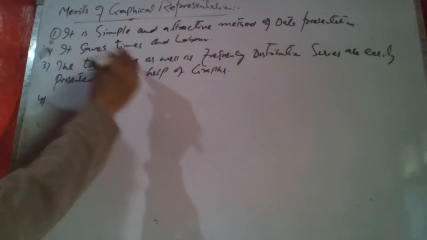The fourth merit concerns time series data as well as frequency distribution. As we have discussed already, we have two types of data: time series data and frequency distribution. Time series data is those data which are related with some time period, with months, with seconds, with hours, with years, with decades, etc. We can easily calculate averages like mode, median with the help of graphs.